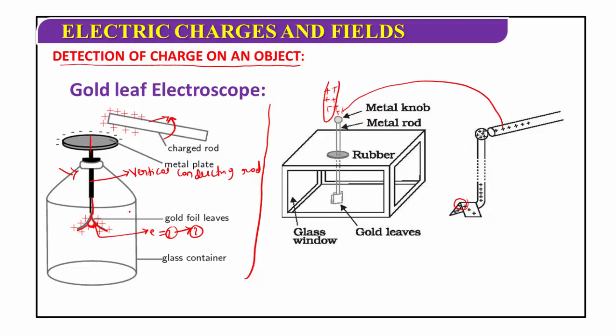Gold leaf electroscope is a device which is used to measure the electric charge. The device which is used to measure the electric charge is called the gold leaf electroscope.